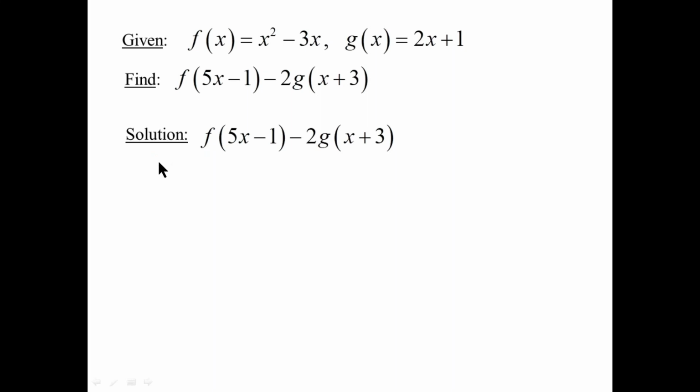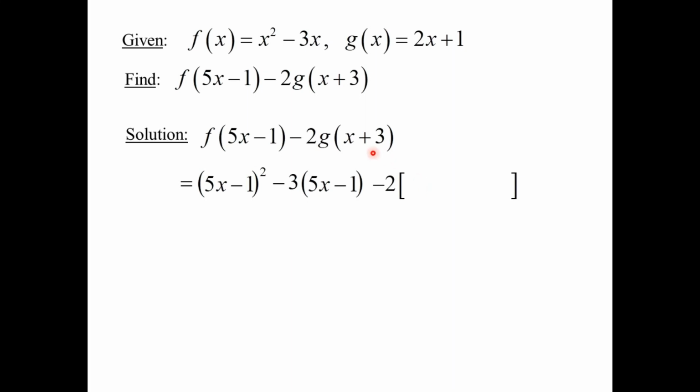Okay, well, we know the f machine is something squared minus 3 times something. Something squared minus 3 times something is going to go here. And the something is 5x minus 1, because we were asked for f of 5x minus 1. So it will go into the f machine. Now this says minus 2 times the result of subbing x plus 3 into the g machine. So minus 2 times g of x plus 3 will have to go in these square brackets.